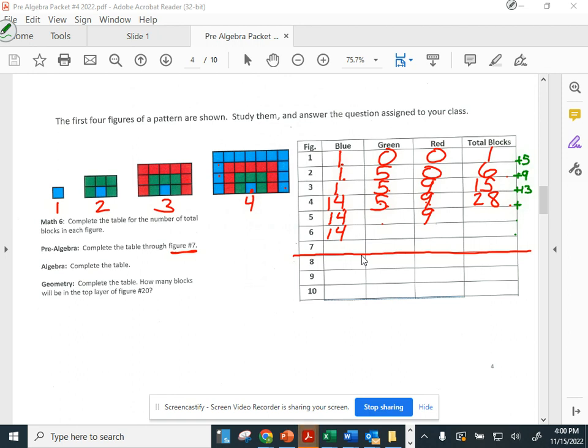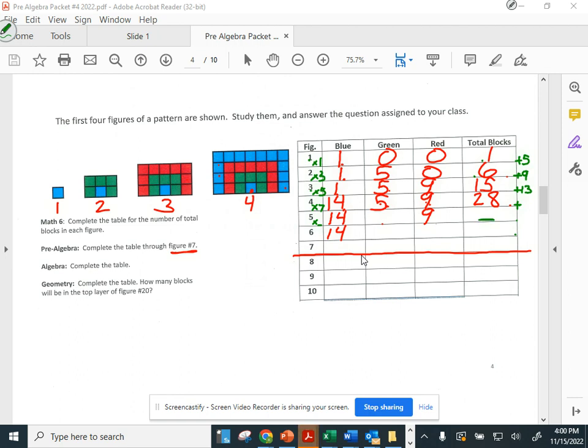Another pattern I noticed was going from figure 1 to my total blocks. 1 to 1 is multiplying by 1. To go from figure 2 to 6 blocks, I multiplied by 3. To go from figure 3 to 15 blocks, I multiplied by 5. And to go from figure 4 to 28 blocks, I multiplied by 7. So based on that, if I multiply by 1, 3, 5, 7, I should be able to figure out what to multiply my 5th figure by to find the total number of blocks.